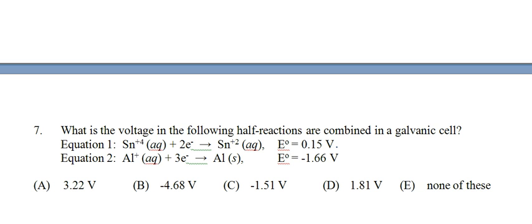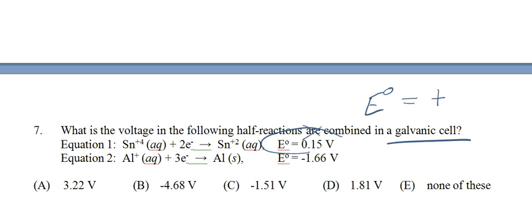What is the voltage in the following half reactions when combined in a galvanic cell? Sorry, that's really written poorly. So again, when we're looking at a galvanic cell, first and foremost, we have to have a spontaneous reaction, and if we plan on having a spontaneous reaction, we must have a voltage that is positive. Also, do recall that typically when you're given these equations, they're both reduction equations, so we have to flip one of them to make them an oxidation equation.